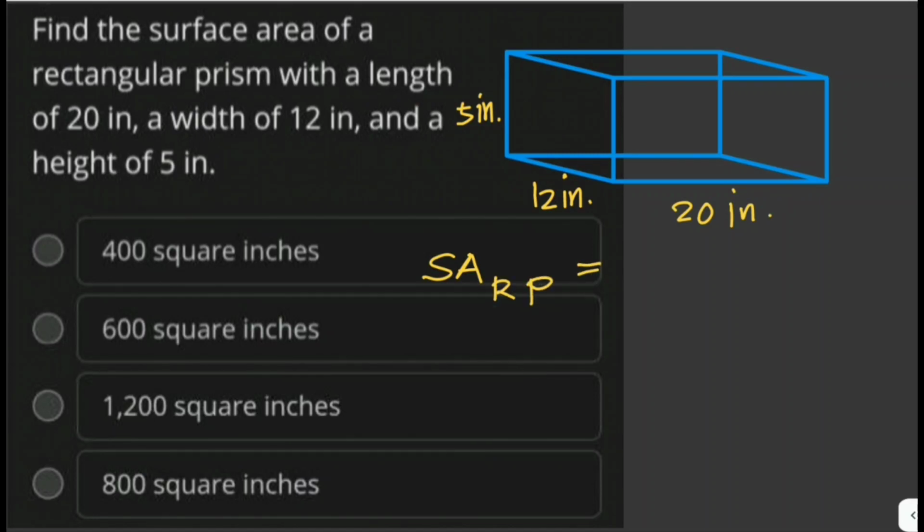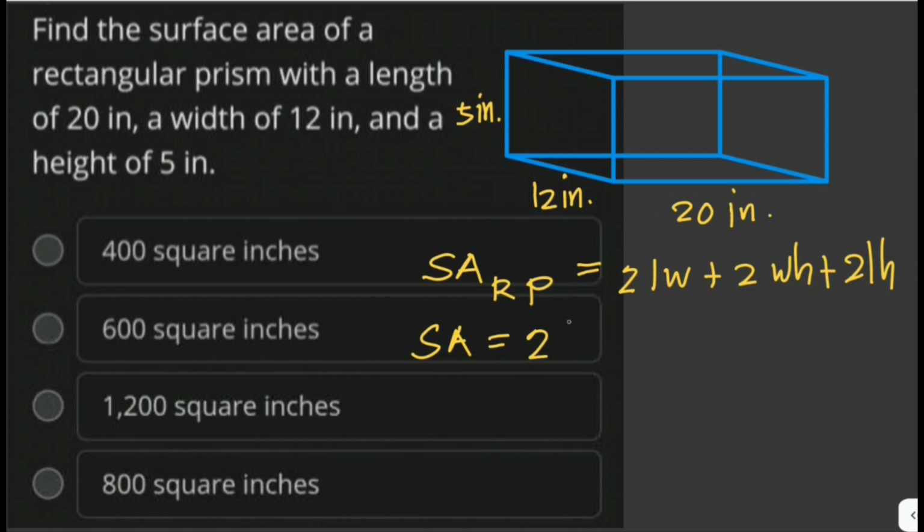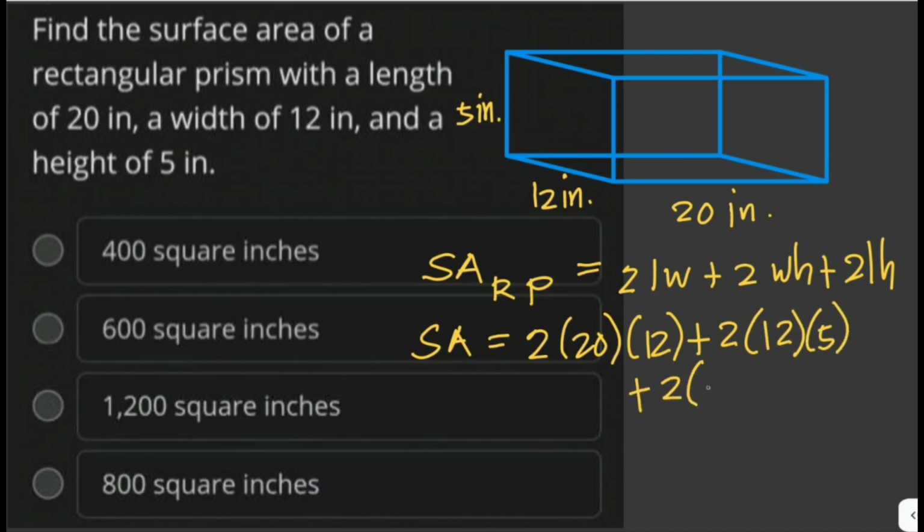we just have to add up twice of the length and width, twice of the width and height, and twice of the length and height. So that would be 2 times the length and width plus 2 times the width and height plus 2 times the length and height. So let's plug in all the values given. So that is 2 times 20 times 12 plus 2 times 12 times 5 plus 2 times 20 times 5.